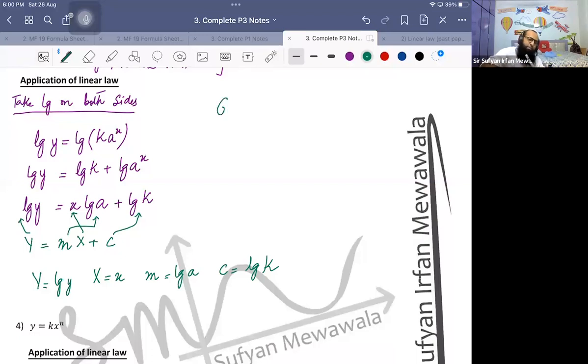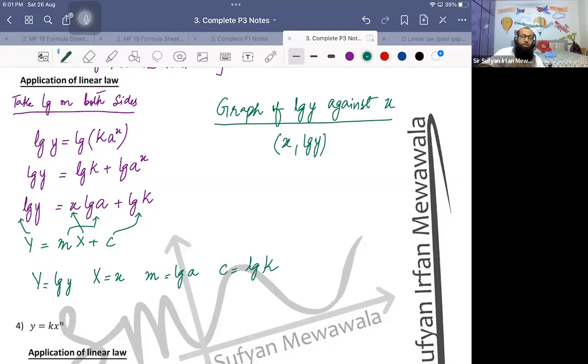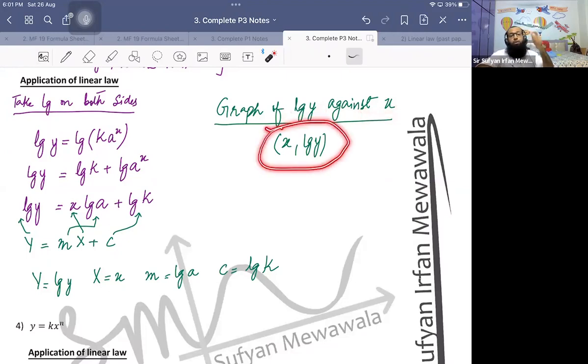And the graph will be made, and the graph will be the graph of LGY against x. And the coordinates will be x comma LGY. The coordinates will not be x comma y. The coordinates will be x comma LGY. So we need to be very clear with the terminologies that we are going to say. We are not going to say y against x. We are going to say the graph of LGY against x will be a straight line. Then we'll not say the coordinates are x comma y. We'll say the coordinates are x comma LGY.